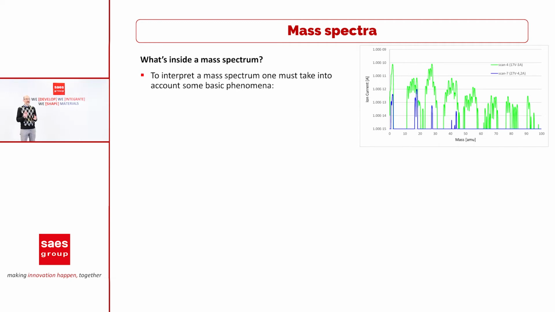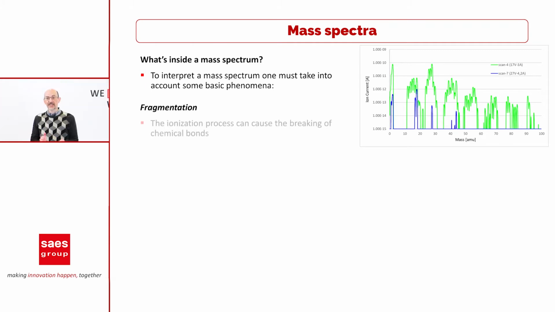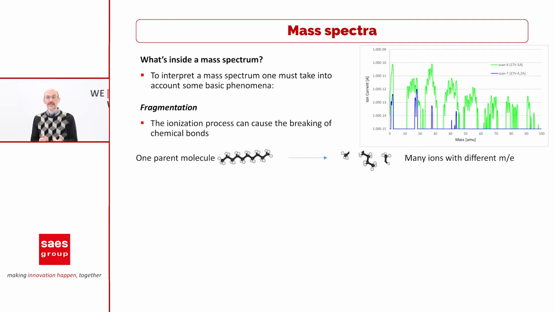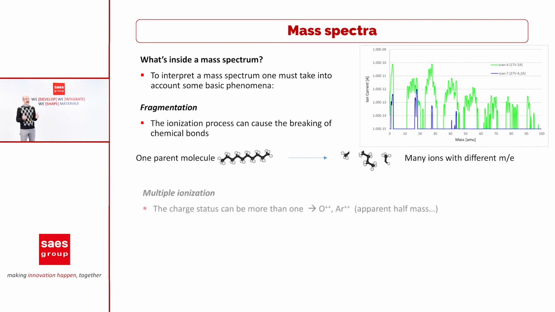There are basically three phenomena to take into account. The first is fragmentation. The ionization can break chemical bonds, so that a single molecule can give origin to several different fragments. This is particularly true for large molecules like hydrocarbons. Then, a molecule or a fragment can be ionized 2 times. Such ions will have apparently half mass in the spectrum.